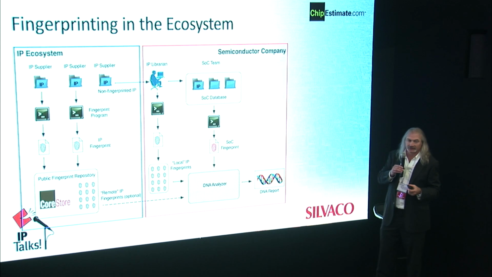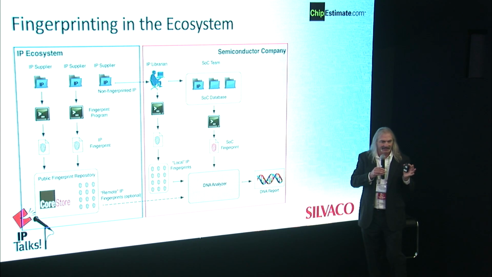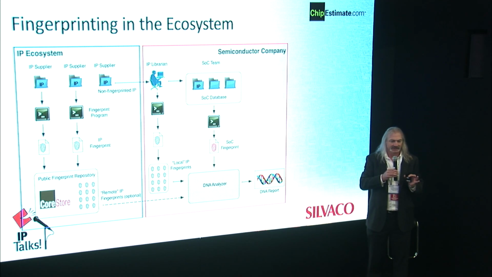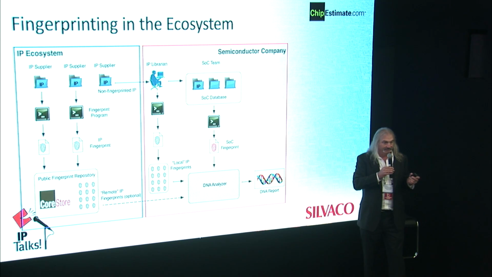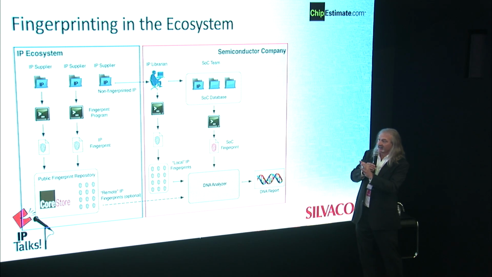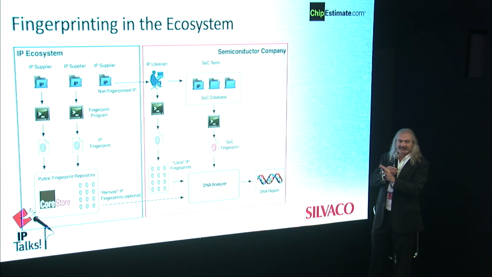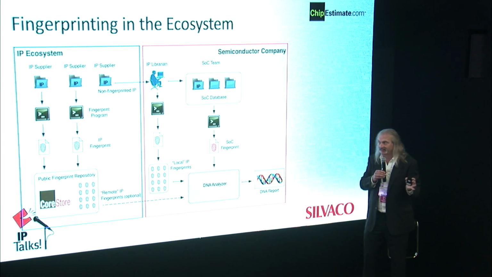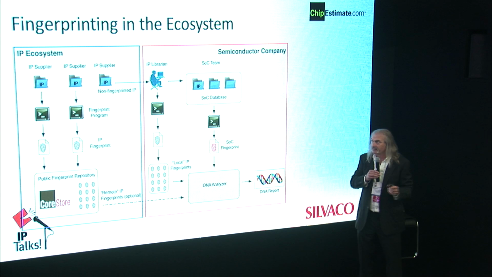Now, let me explain a little bit about how this works in practice. And I use this diagram all the time to explain how fingerprinting works at the overall semiconductor ecosystem. So there's two boxes here. There's a blue box on the left and a red box on the right. Let's talk about the left box, and that's the IP ecosystem. That's all the people that are talking at ChipEstimate.com here today, people who you see here at DAC.